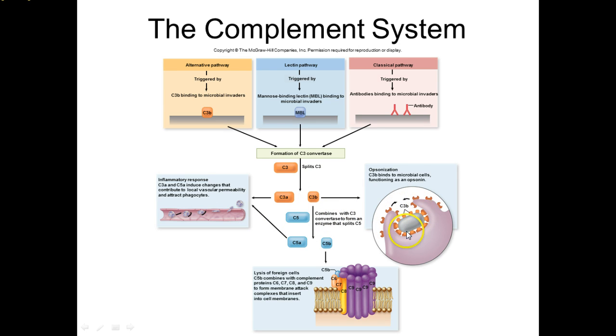C3b, if it binds, is going to help with opsonization, tagging for destruction by phagocytic cells. And then if there's a membrane, as you can see, the one that starts that is C5b, and then the rest of the proteins fall in line and can form that MAC complex. That is a simplistic view.